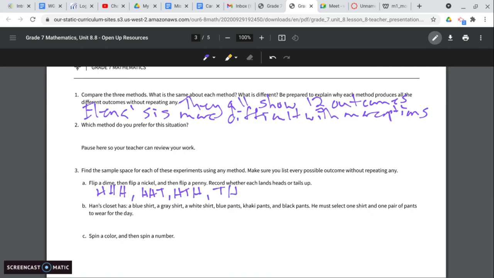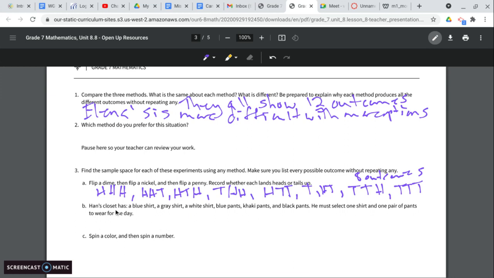We'd have tail, heads, heads. We'd have heads, tail, tail. We'd have tail, heads, tail. We'd have tail, tail, heads, and we'd have all 3 tails. So there are 8 outcomes. Now with this, it probably would have been the easiest to have a table listing heads and tails and then filling in based off of that.